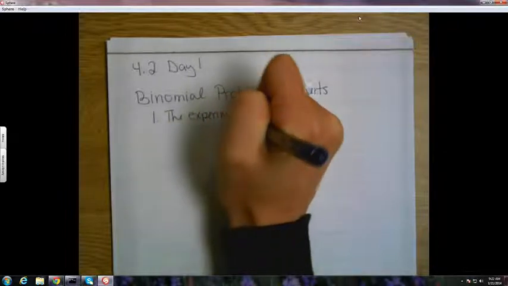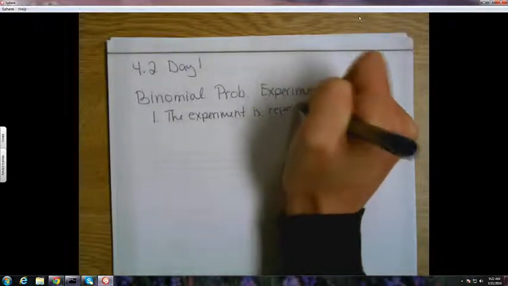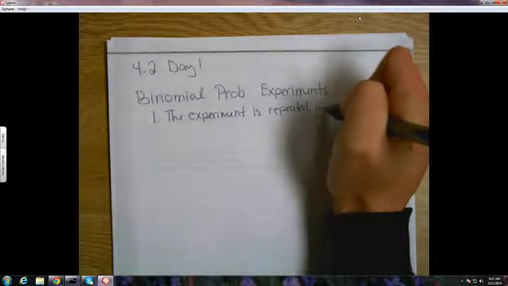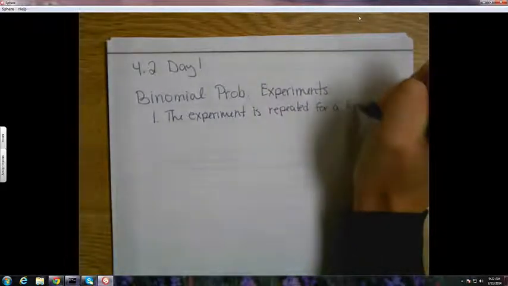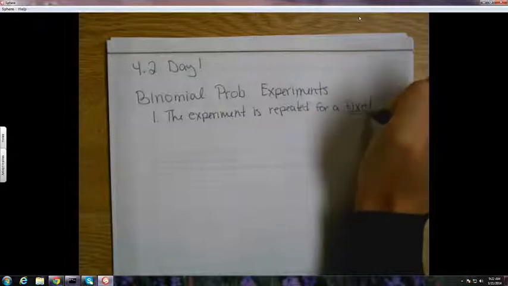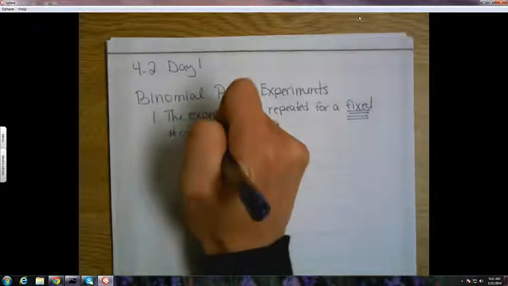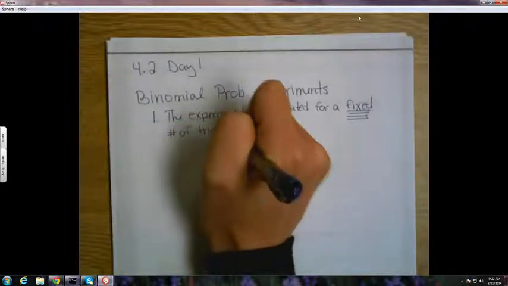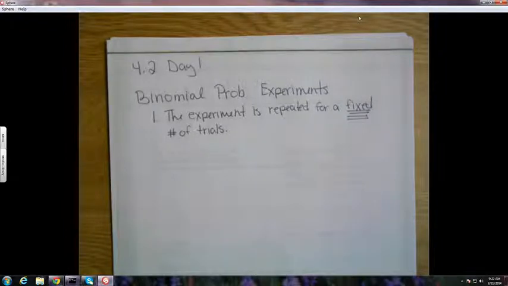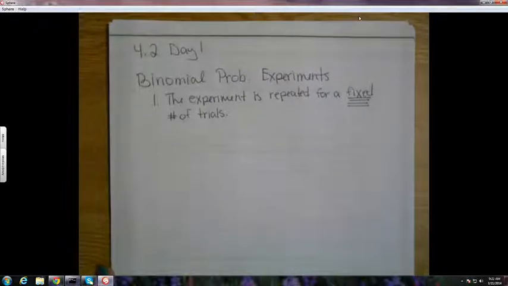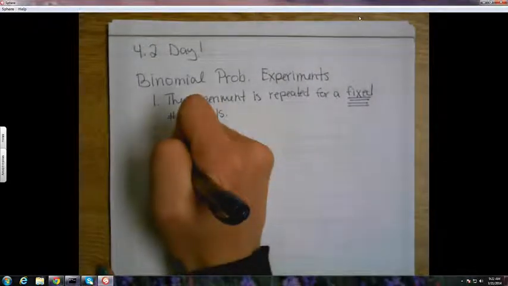First of all, the experiment is repeated for a fixed number of trials. You know exactly how many trials you're doing. One of the other distributions, you don't know how many trials you're doing. You do it until you succeed. Okay, so you know exactly how many trials you're doing.